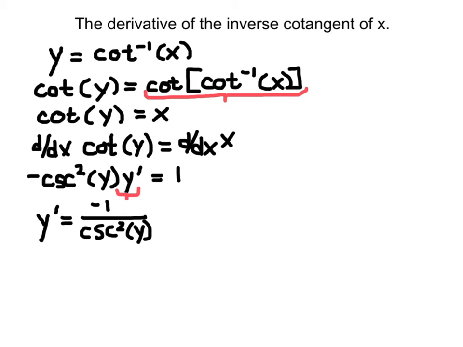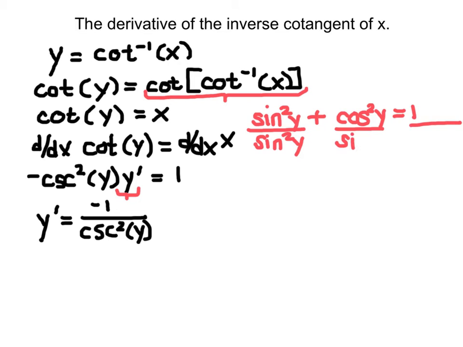So let's use our first trigonometric identity, which is that the sine squared of y plus the cosine squared of y is equal to 1. And we're looking for the cotangent and the cosecant. So let's divide both sides, this time, divide both sides by the sine squared y.